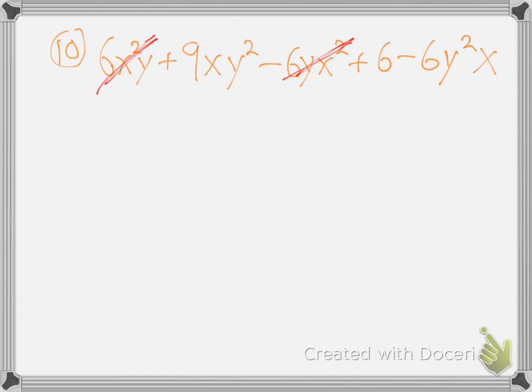6 of them minus 6 of them. And these guys are the same thing also, aren't they? They both have the square on the y, not the x. We good? So 9 of those, take away 6 of those, is 3 of those xy squared things, plus 6. Done.